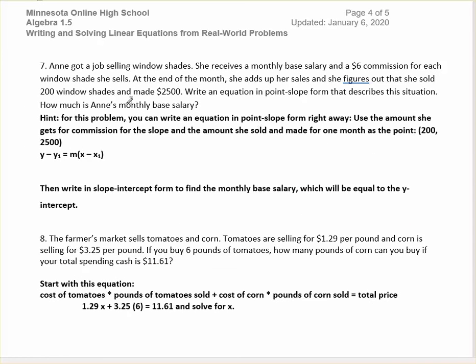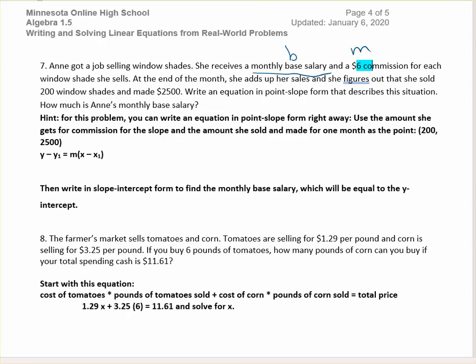In number 7, we can right away write this in point slope form. So she's got a job selling window shades. She gets a monthly base salary and $6 commission for each window shade she sells. So again, here's an amount per something, in this case per window shade. So this is going to be the slope if you're given that you're going to be multiplying something. So we'll let the shades be X, and she's going to multiply each shade she sells by M, by $6. And then this is the y-intercept, which we don't know yet. You'll have to find that in this one.